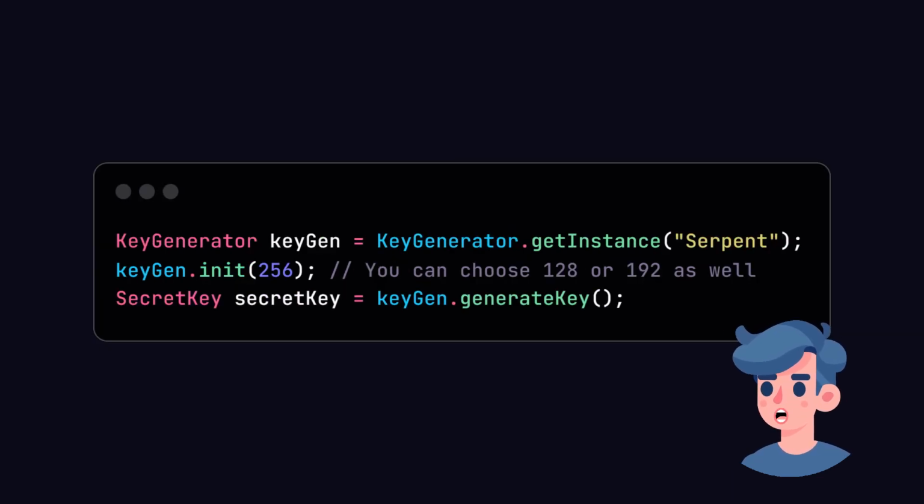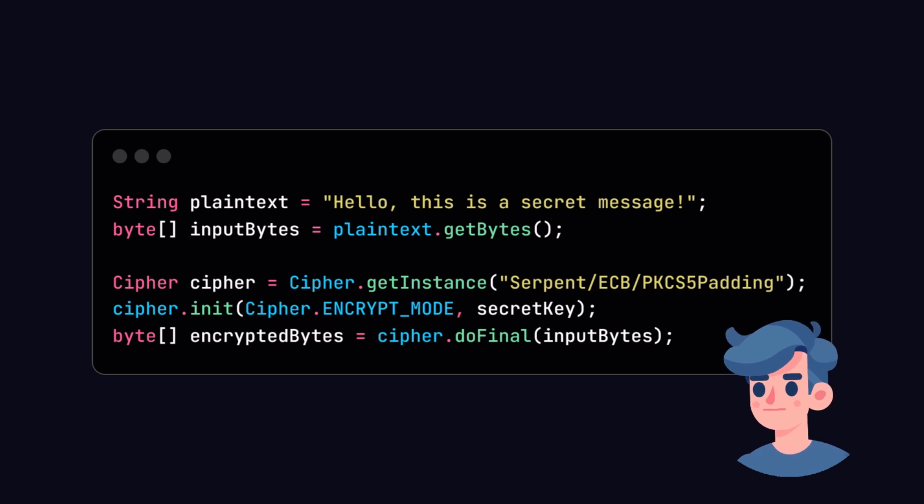Now, let's implement the encryption logic. First, we will generate a secret key for the Serpent algorithm. Here is how to do that. Next, we will need to convert our plaintext message into bytes and set up the cipher for encryption. Here's how you can achieve that.